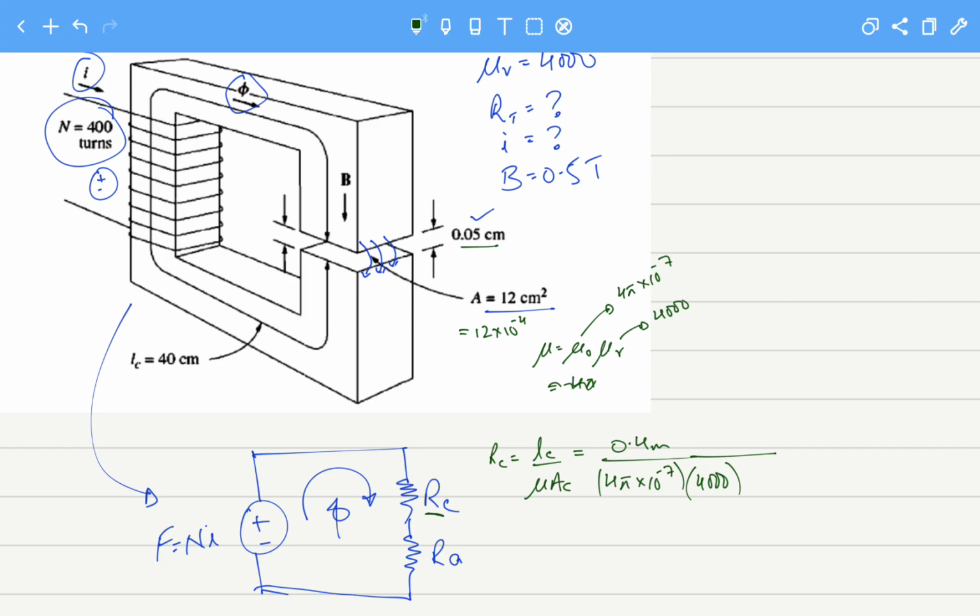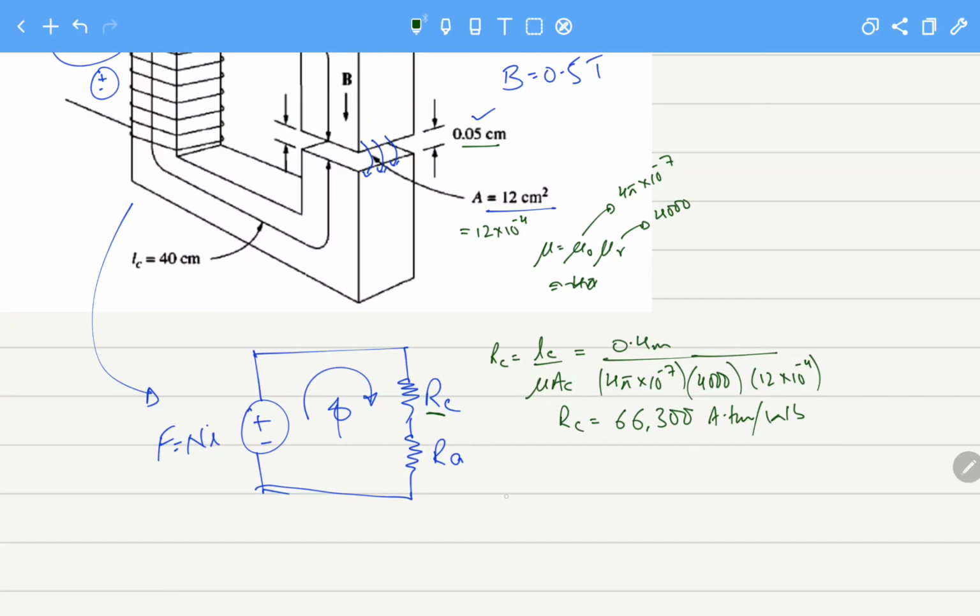So we can write here 12 into 10 raised to power minus 4. And so the reluctance of the core RC will become approximately 66,300 ampere turns per Weber.